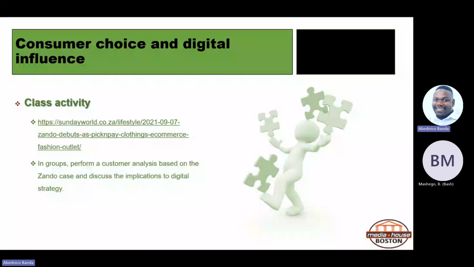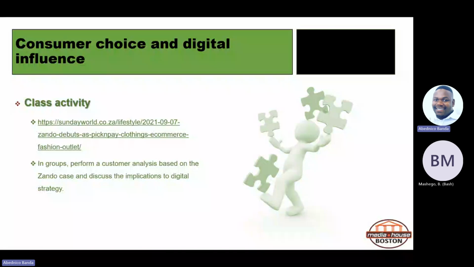Yes. So this article is about a partnership between Zando and Pick n Pay Clothing. As far as I understand, Pick n Pay is fully offline. So it only sells at physical shops, like at the malls and shopping centers. They do not sell their clothing online. So you can't go online and find Pick n Pay clothing and buy your clothes there. They do not have an online presence, but they have a physical presence. Then on the other hand, you've got Zando. As far as I'm concerned, they are only online. They do not have any physical shops.